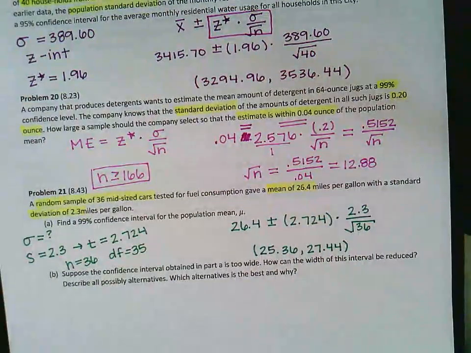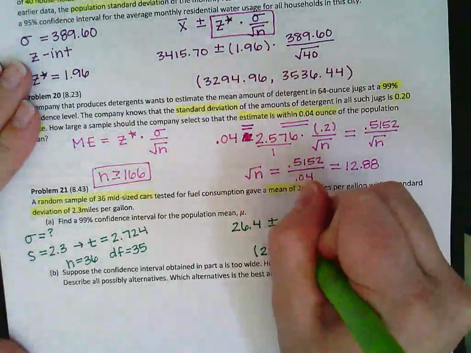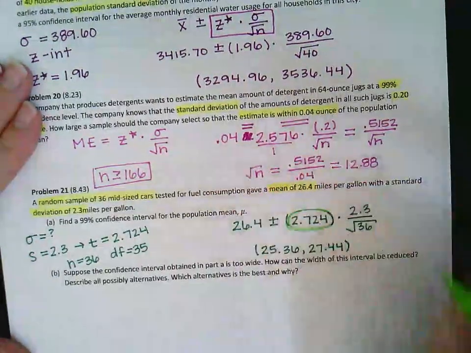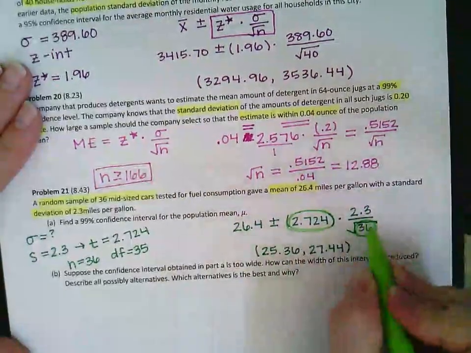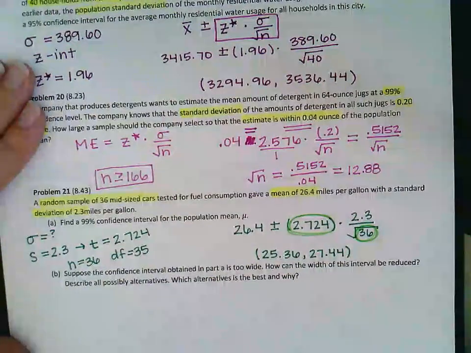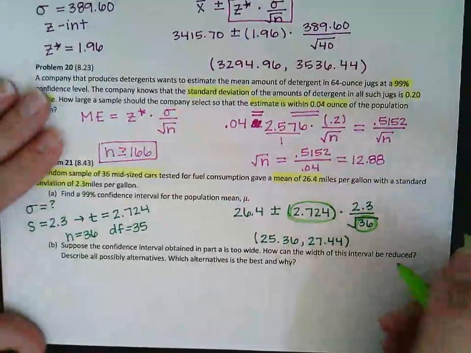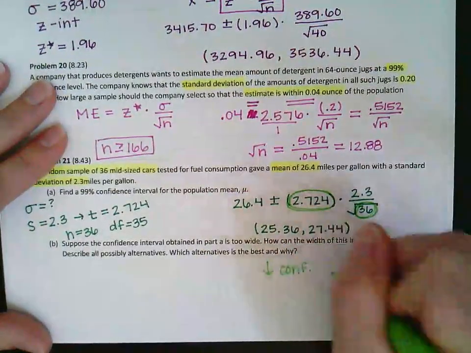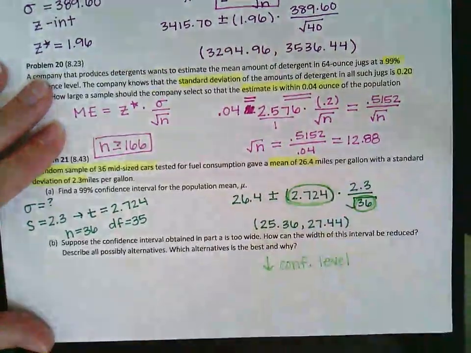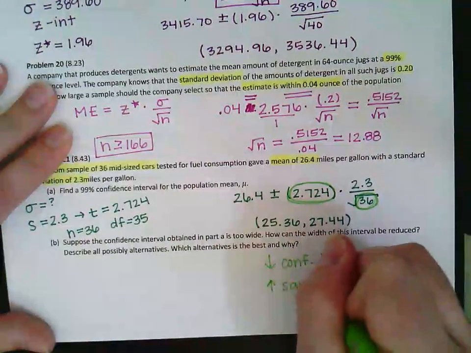Now, if this interval is too wide, there are two things that I can do to reduce the interval. There's two things that I get to control. One is my confidence level. The other is my n. The other two pieces are just random variables. I don't really get to control the mean and the standard deviation. So if I want to reduce the interval, then I can either bring down my confidence level, or inversely, I can increase my sample size.